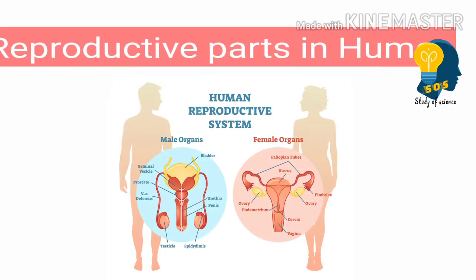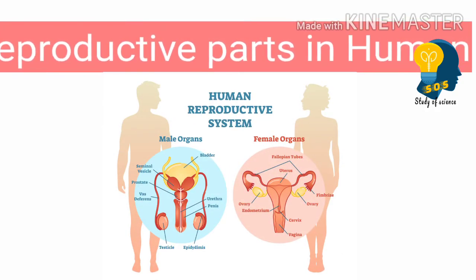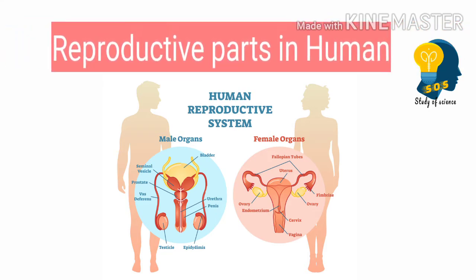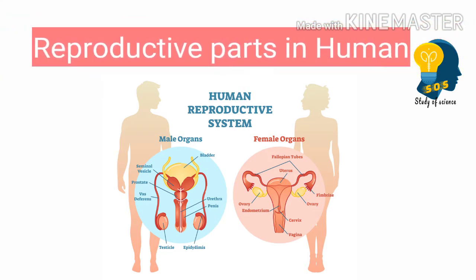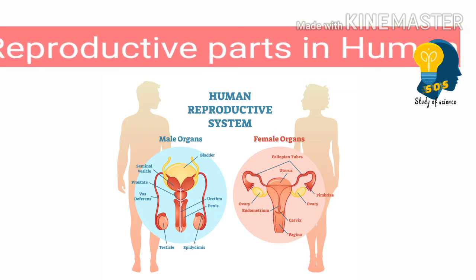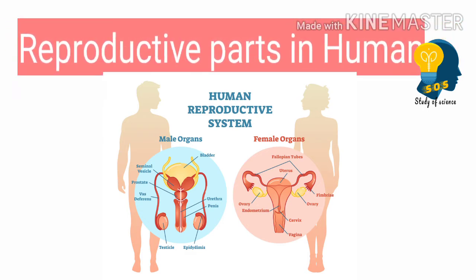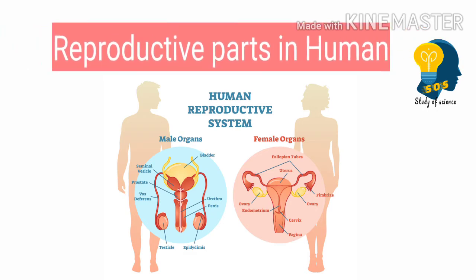Now, let's find out the reproductive parts in humans and study the reproductive organs in detail. As we have both male and female reproductive organs, let us start by studying the male reproductive organ.